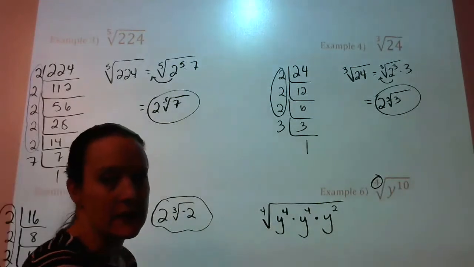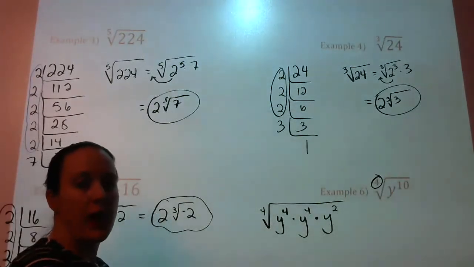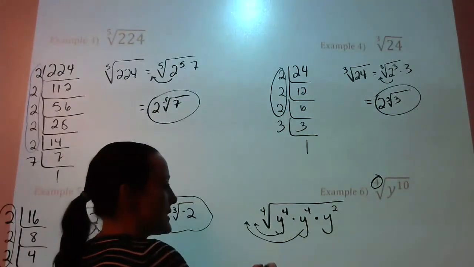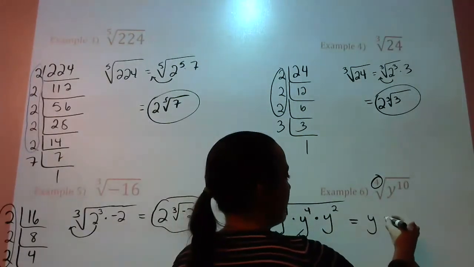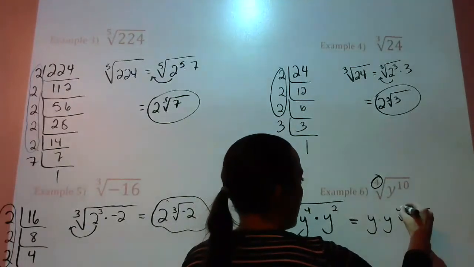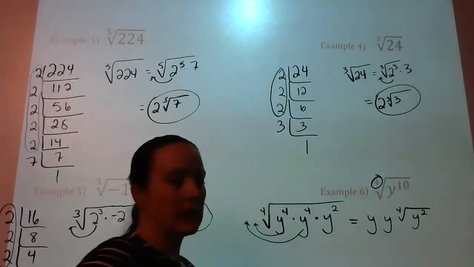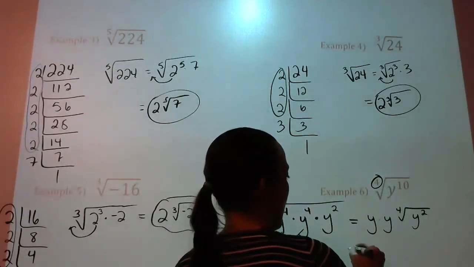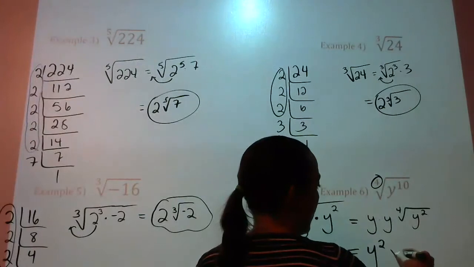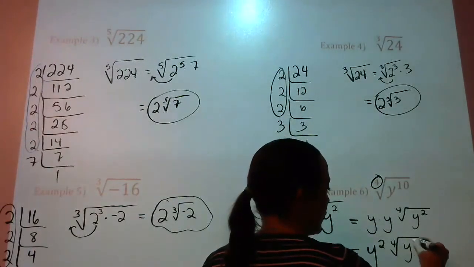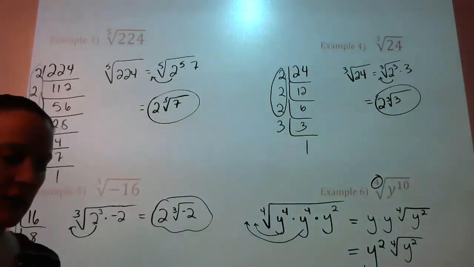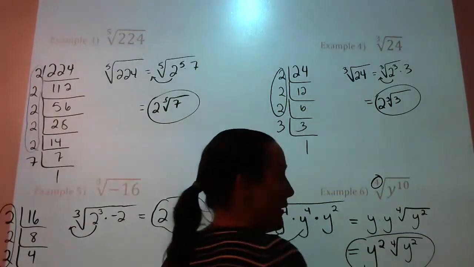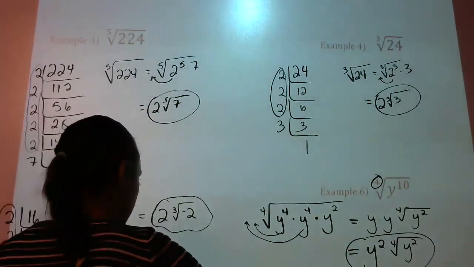So now think about what gets to leave. Anything with the 4th power gets to leave. So this gets to leave, and then that gets to leave, which means I have y times y all times this. Now I can't simplify anything under the radical, but I can simplify y times y. y times y is y squared, and you have the 4th root of y squared. Now, that looks like a weird answer, but that is as simplified as it gets.